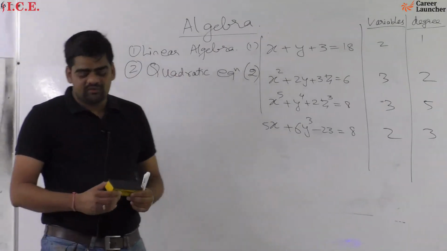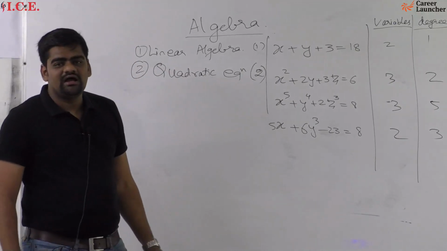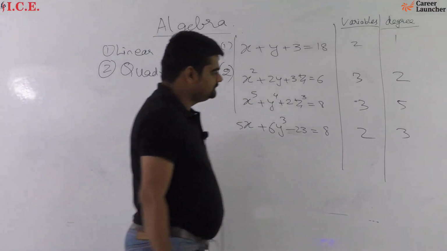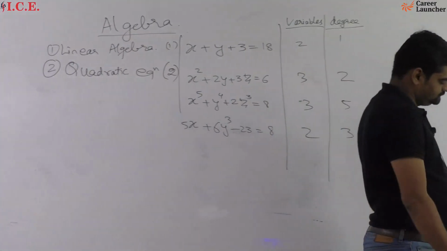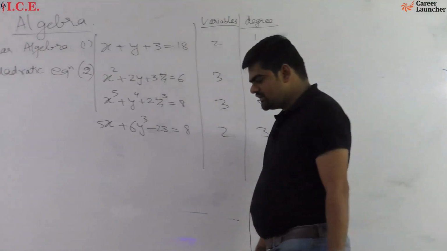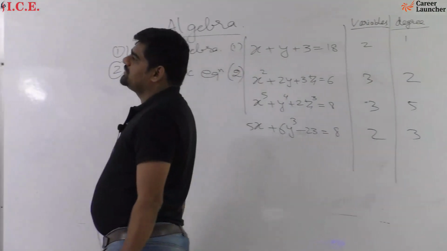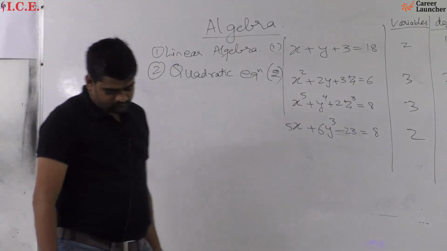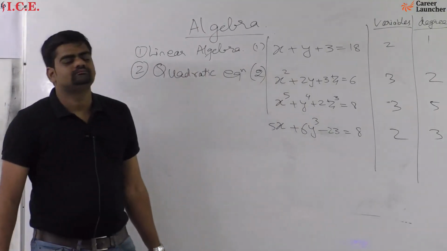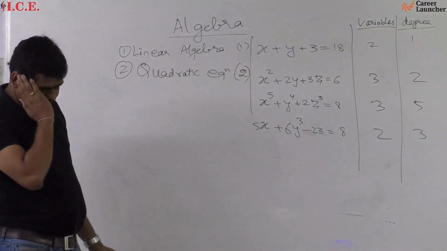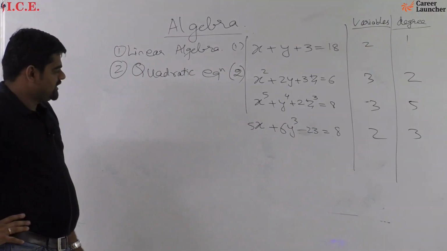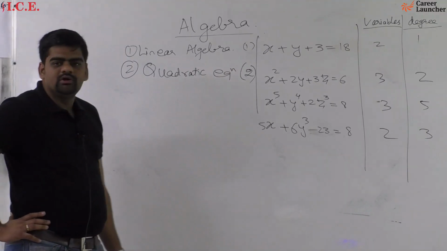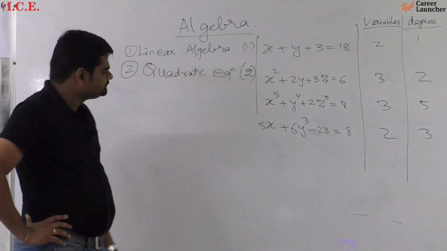Degree, if you want to write down, you can. Degree is the highest power of any variable in an equation or an expression. I hope you have noted now.